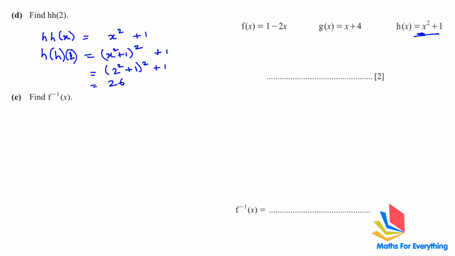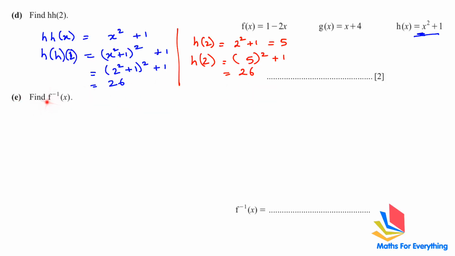The other way is to first find h of 2. So 2 squared plus 1 is 5. And then substitute in the equation that we have. 5 squared plus 1. This will also give you 26. You need to know both the ways. This is just a simpler way, but many times you don't have a number, you only have x. Then you cannot use this method. You will have to use the other method. So understand both the methods.